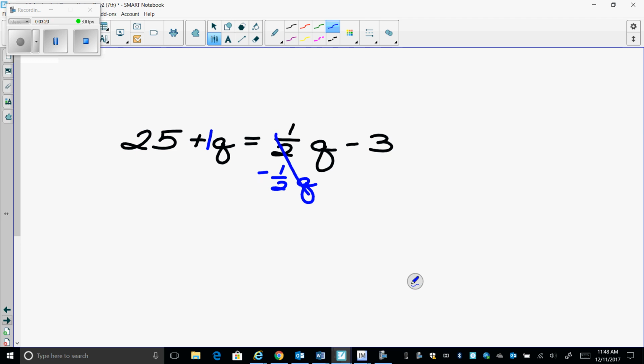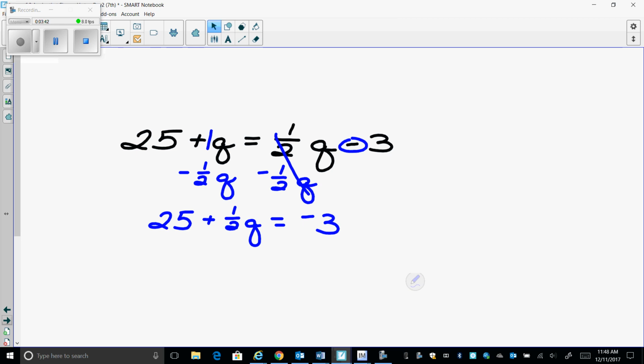Those cancel out. Whatever I do to one side, I have to do to the other. So now we will simplify. I haven't used the 25 yet. That comes down. 1q minus 1/2 q leaves me with 1/2 q. And all of that is equal to negative 3. Again, notice my minus sign. It doesn't just go away. It drops down and acts as a negative.